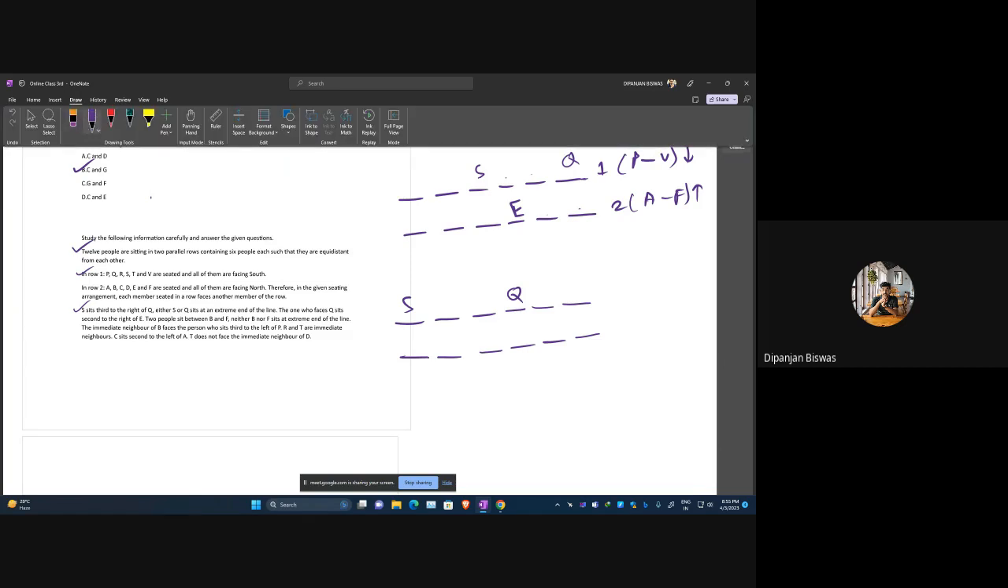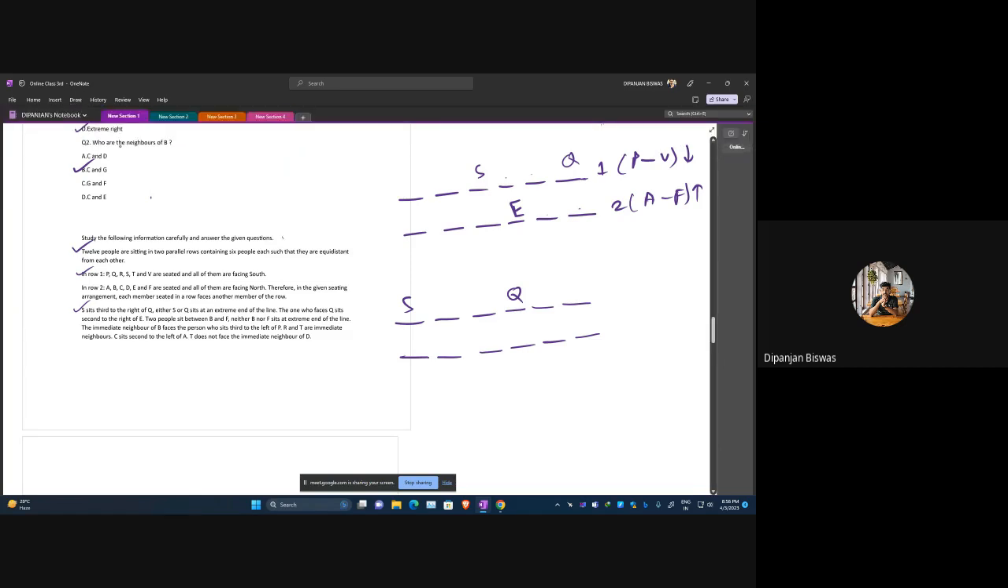Again, coming to our possibility number 2. The person facing Q is here and E should be coming here. Two people sit between B and F, and neither B nor F sits at the extreme end of the line. So B or F shall not come in these positions. How many people are sitting between B and F? 2 people. So this should be the 2 people, and B and F should come in these positions only.